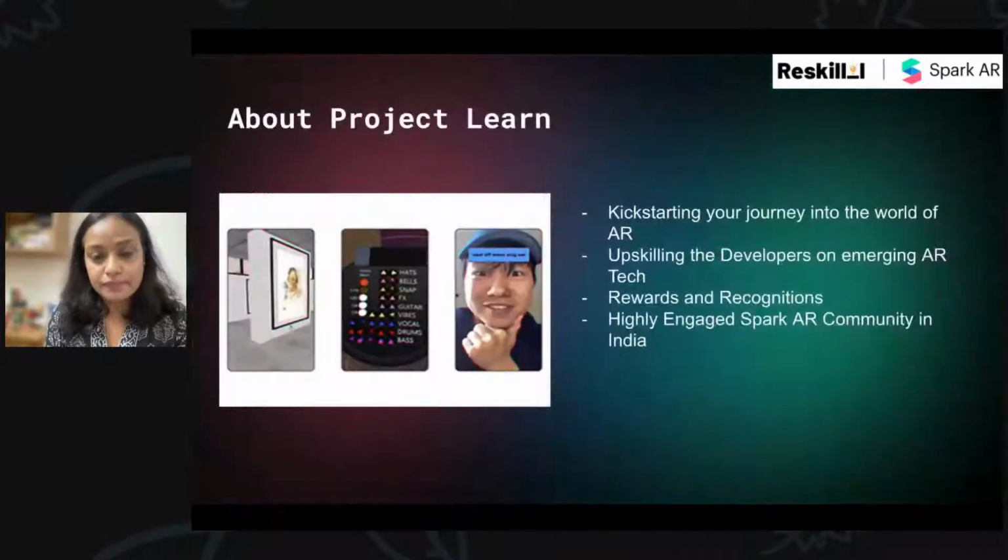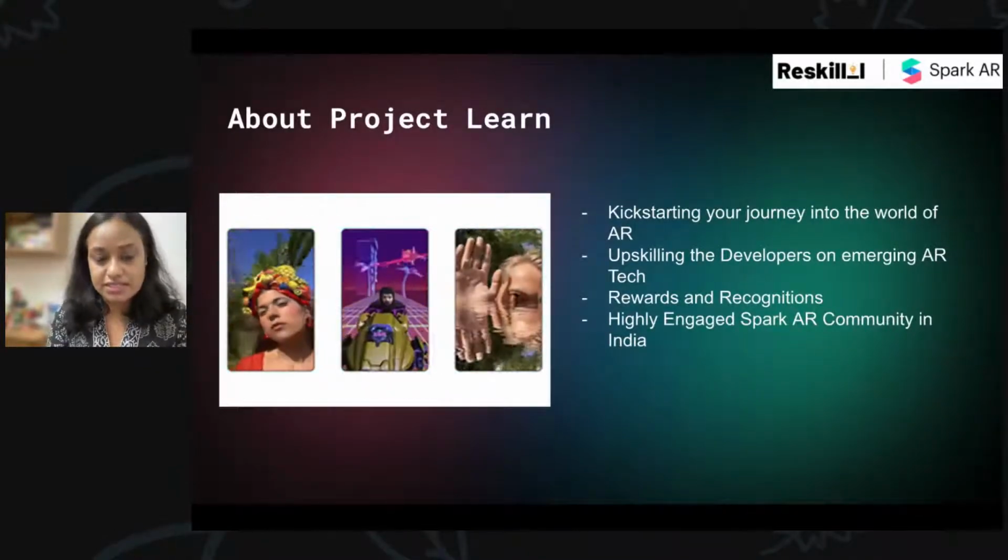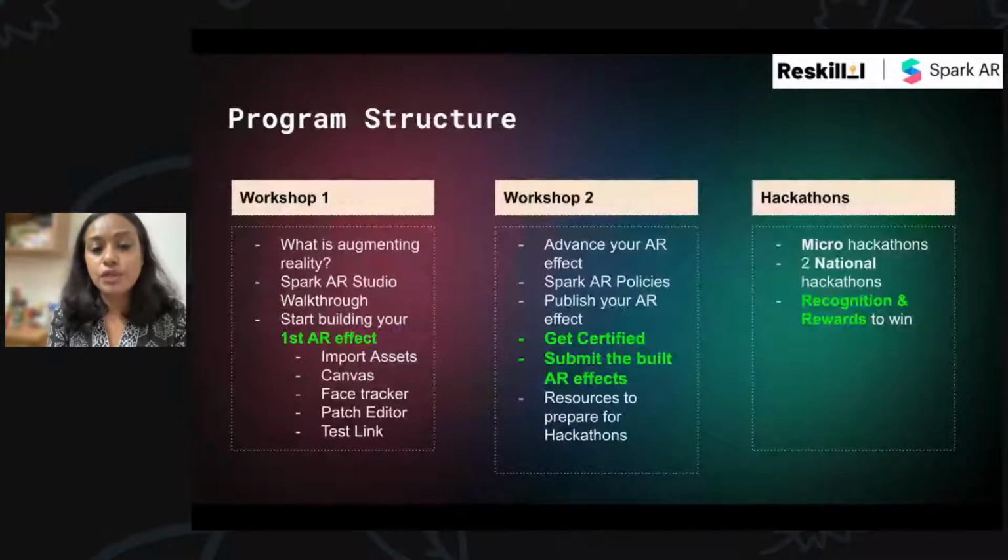Next slide. The program structure is divided into three broad stages. In the first stage, we will walk you through Spark AI Studio and teach you how to create your first AR effect from scratch, which involves importing assets, canvas, face tracking, patch editor, and generating test link. In the second phase, you would move a step further where we would teach you about advanced filters and share with you Spark AI policies before you can finally submit your effect.